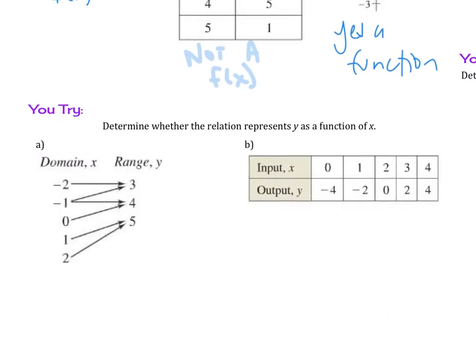So go ahead and try these 2 examples down here real quick. So letter A, this is not a function. No, not a function, because -1 has 2 different outputs. Then letter B, we have 0, 1, 2, 3, 4, so we have no x values that repeat, with different y values, so then letter B, yes, this is a function.